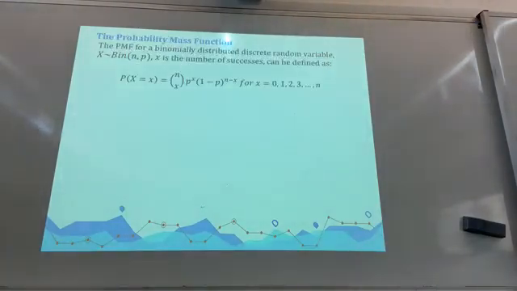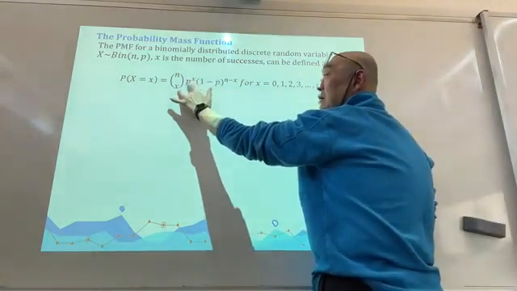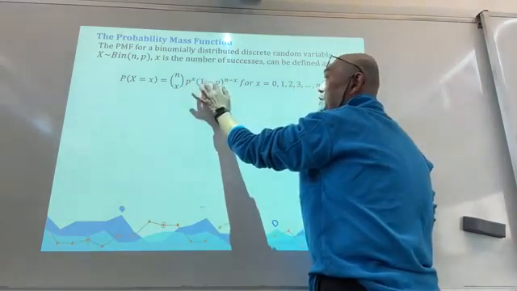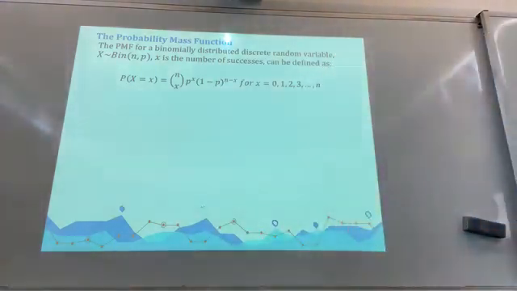Now, the probability mass function of a binomially distributed discrete random variable X, which is a binomial distribution with n trials and probability of success p, where X is the number of successes, can be defined as P(X = x) = n choose x, success, so this number is always related to the success, p to the power of x, and for failure, (1 - p) to the power of n minus x, for x equals 0, 1, 2, 3, 4 until n.